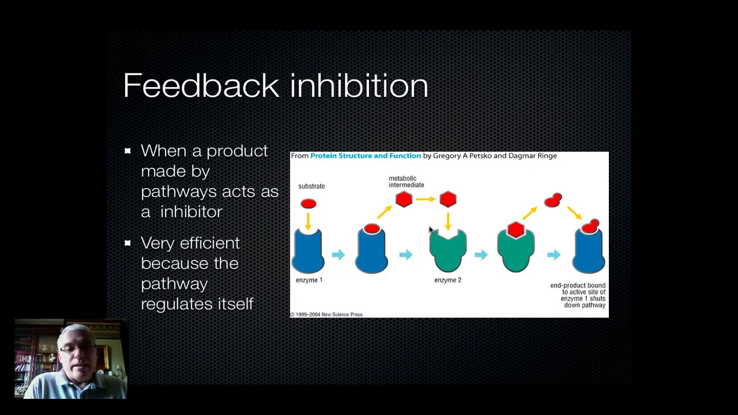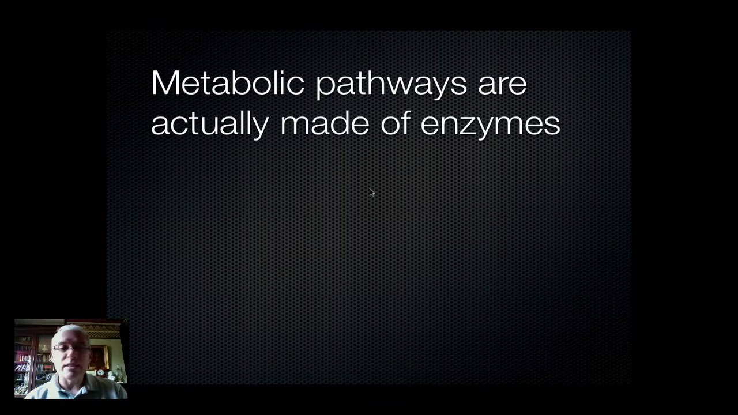All right, feedback inhibition. This is actually kind of wonderful. I kind of like this. This is when a product made by pathways acts as an inhibitor on that very same pathway. It's efficient because the pathway regulates itself. So let's look at it this way. You have the substrate fitting into enzyme 1, producing an intermediate which fits into enzyme 2. The intermediate makes a product, and the product fits into the active site of the original enzyme and prevents it from receiving more of the original substrate. So it's a process that shuts itself down.